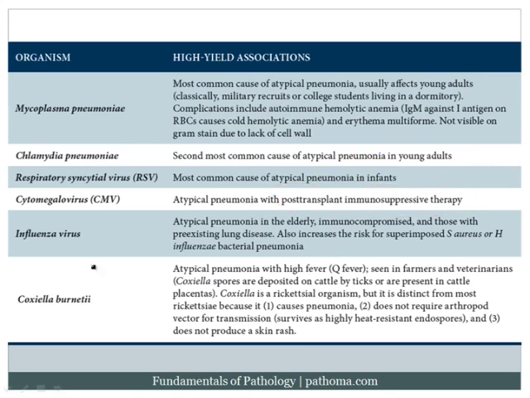Influenza is a classic cause of atypical pneumonia in the elderly. It can also be seen in the immunocompromised and those with pre-existing lung disease. Very high yield to know that patients who get influenza increase their risk for secondary pneumonia. This is very important to understand because the vast majority of patients who get influenza virus as a cause of pneumonia don't die because of the flu virus, and they don't die because of the influenza virus.